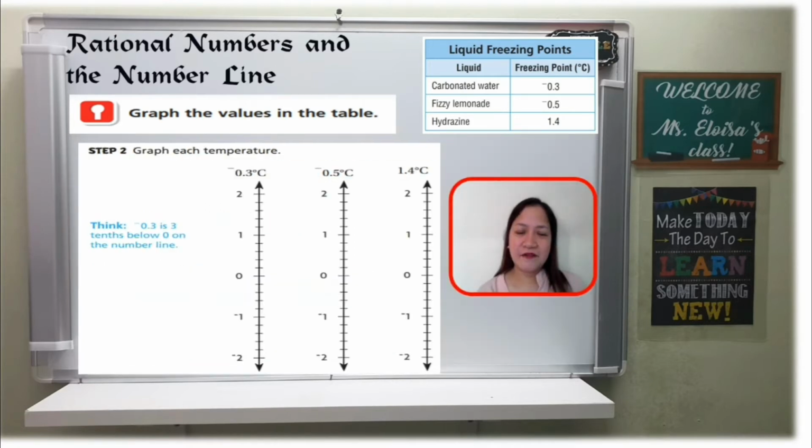Now let us graph the points. So negative 0.3 again is between 0 and negative 1. Negative 0.5 is between 0 and negative 1 also. That is halfway between them. And 1.4 is between 1 and 2. So there's the graph.